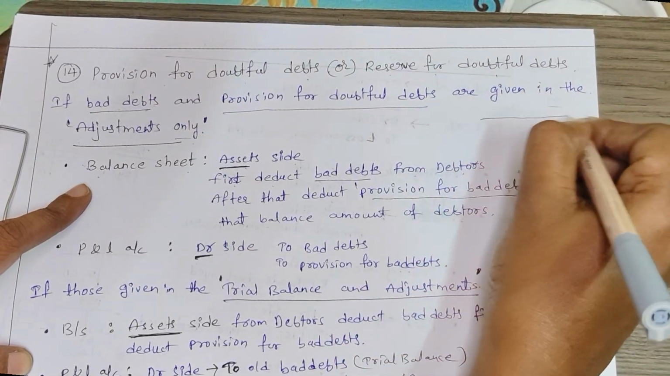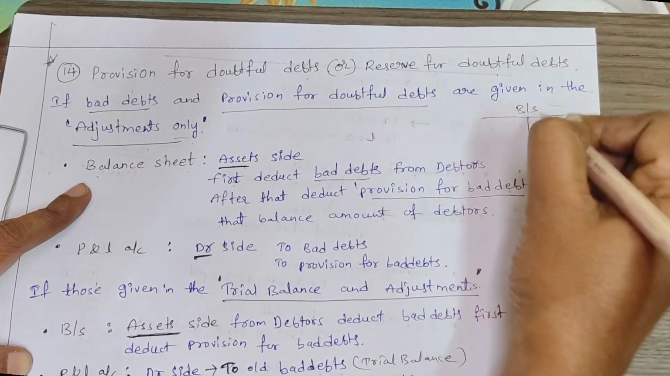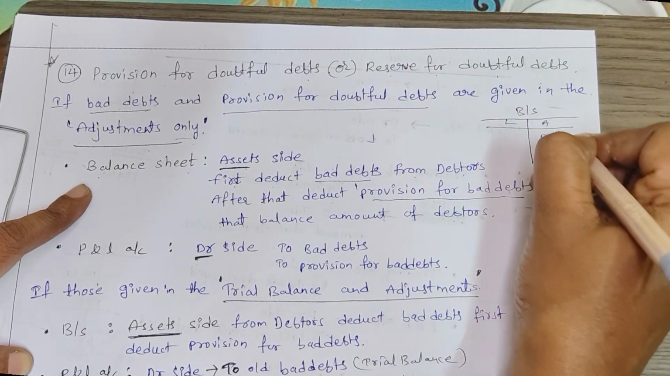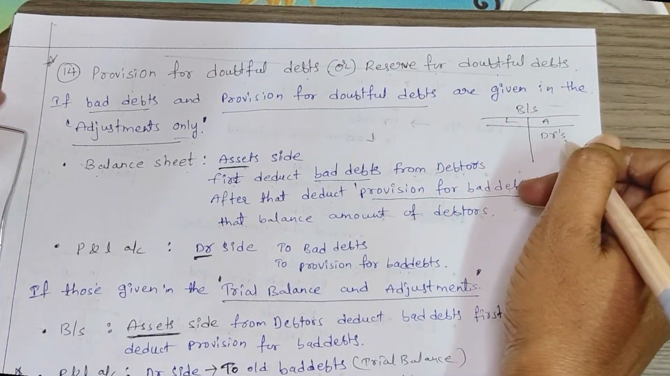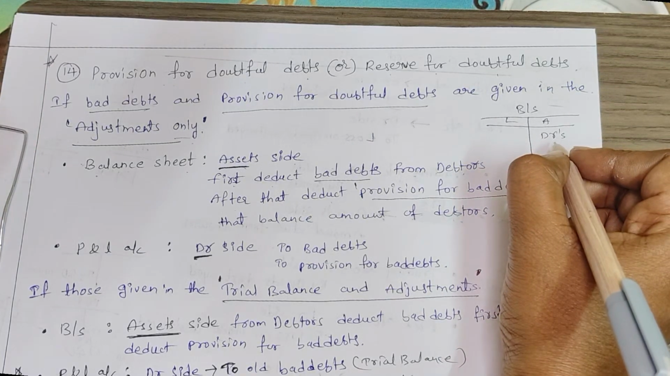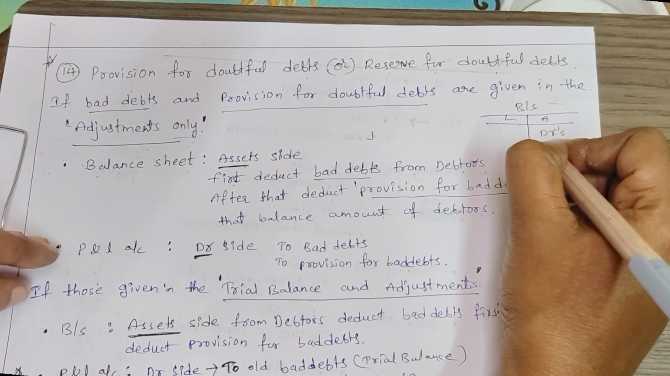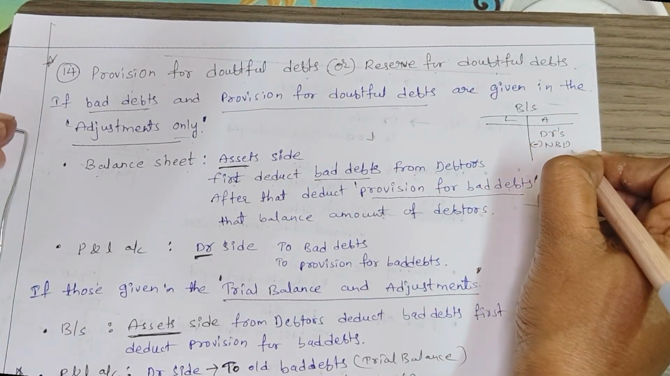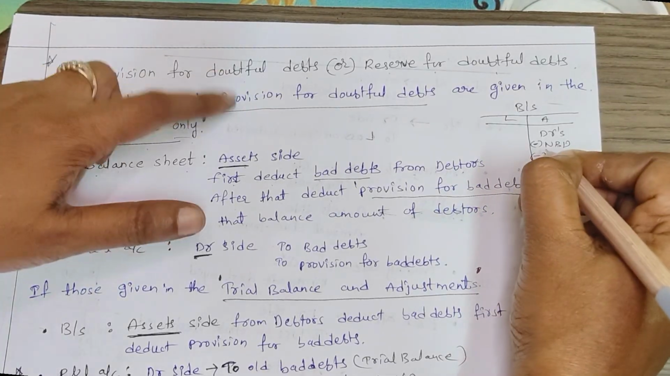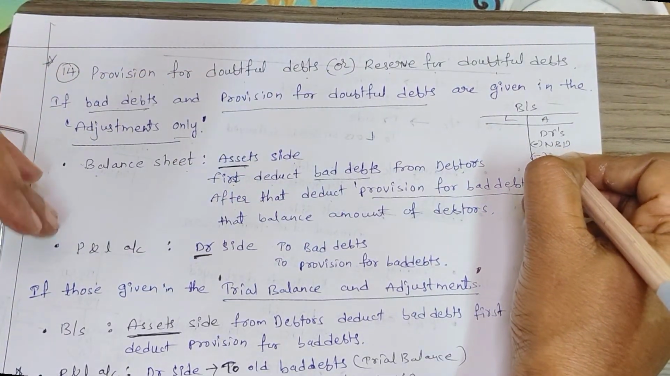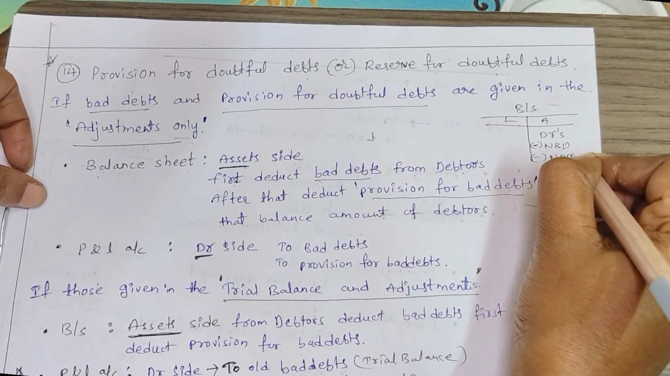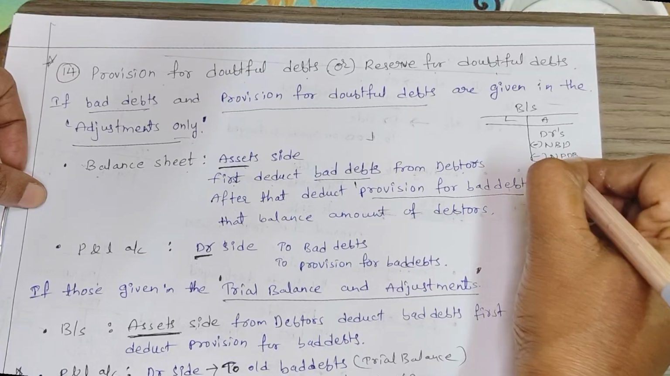Okay, see here. Here is the balance sheet. Under the balance sheet, we have liabilities and assets. From the asset side, we have debtors. From the debtors, if you have bad debts in the adjustment, that should be called new bad debts. Here we are deducting new bad debts. After deducting, you will get some amount. From that amount, if you have provision for doubtful debts in the adjustment, that should be called new provision for doubtful debts. So that is deducted.